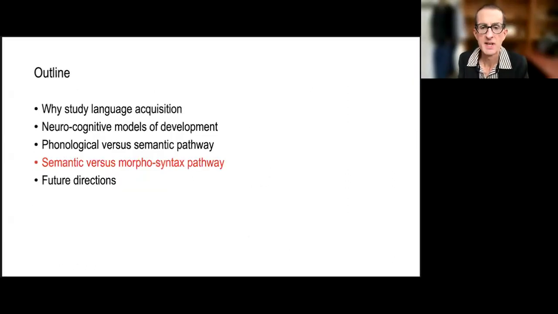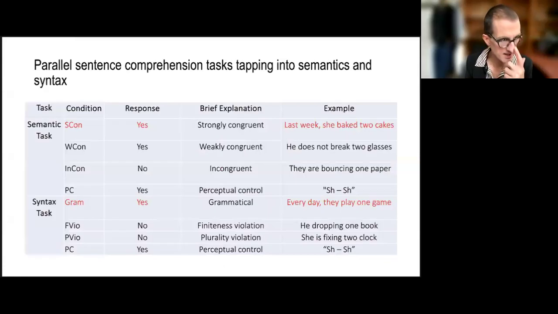So in summary, I think those were the first studies showing phonological versus semantic specialization in young children. Our second goal was to look at semantic versus syntactic specialization in these young children as well. So these were sentence level tasks, and there was a semantic task and a syntax task. Here you can see the format that we used.